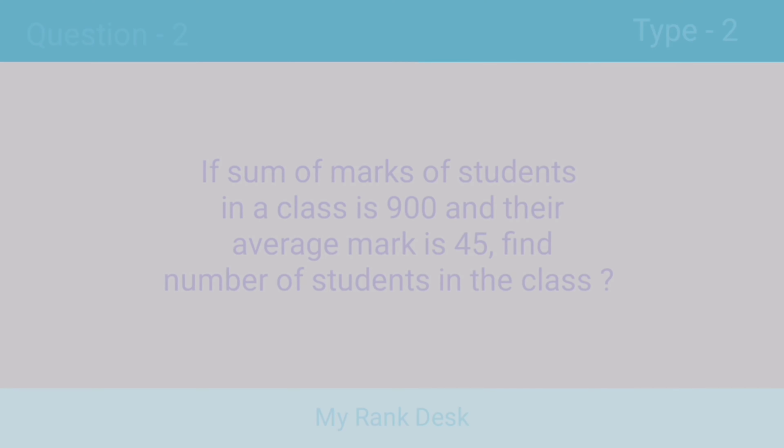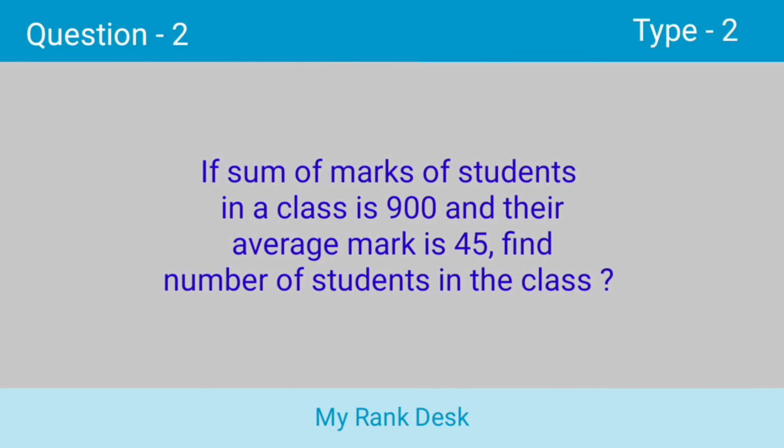Next question. If sum of marks of students in a class is 900 and their average mark is 45, find number of students in the class. If sum of marks of all the students in the class and average mark of each student in the class are given and ask for total number of students in the class, divide sum of the marks by the average mark. The quotient we get on dividing sum by number, we get total number of students in the class.